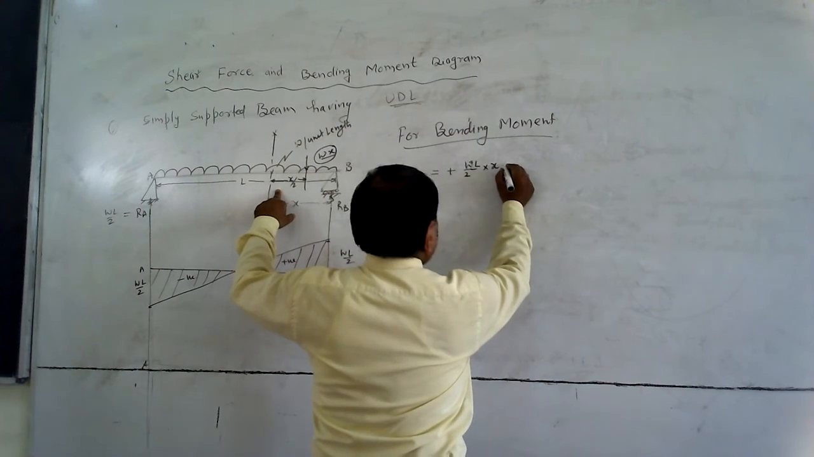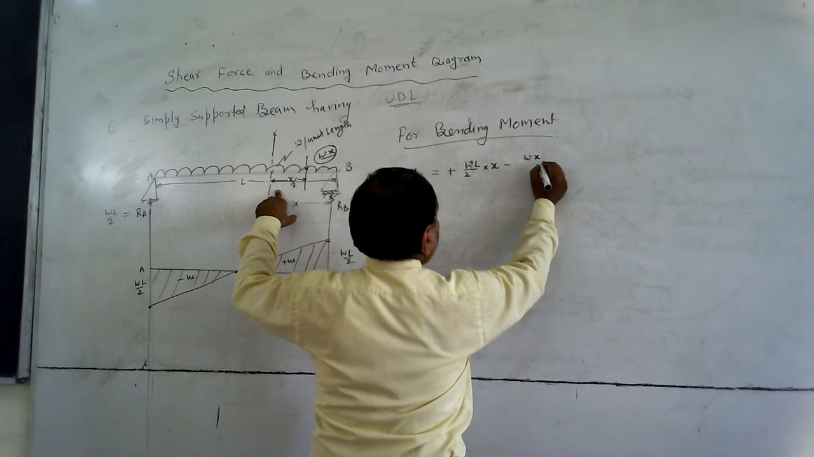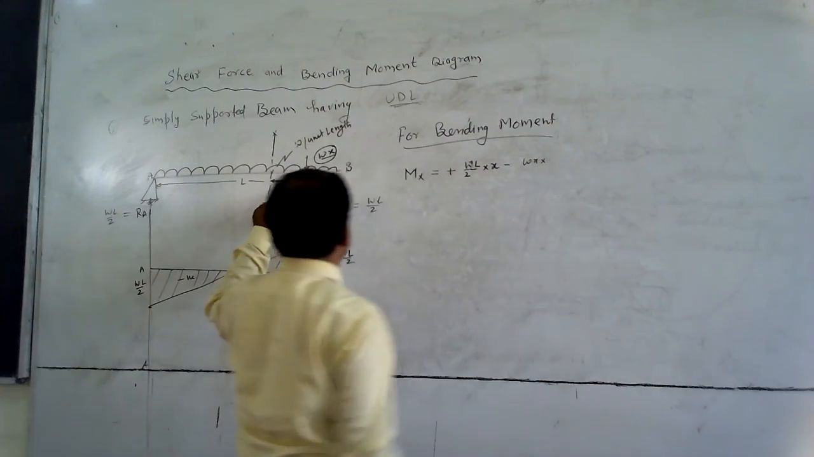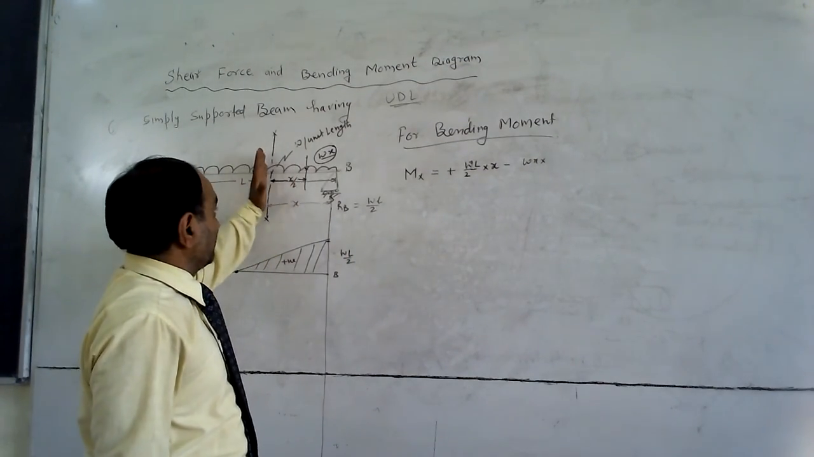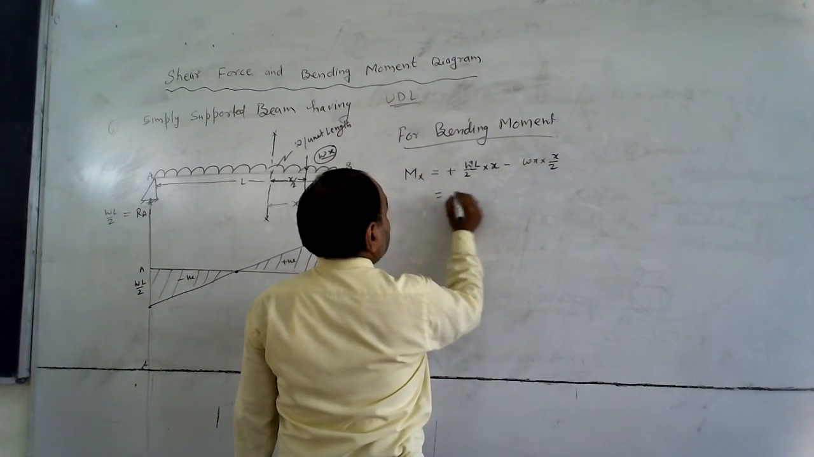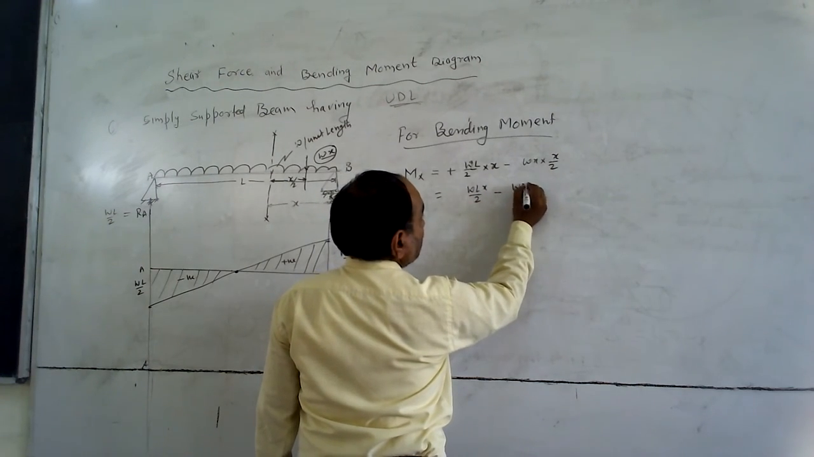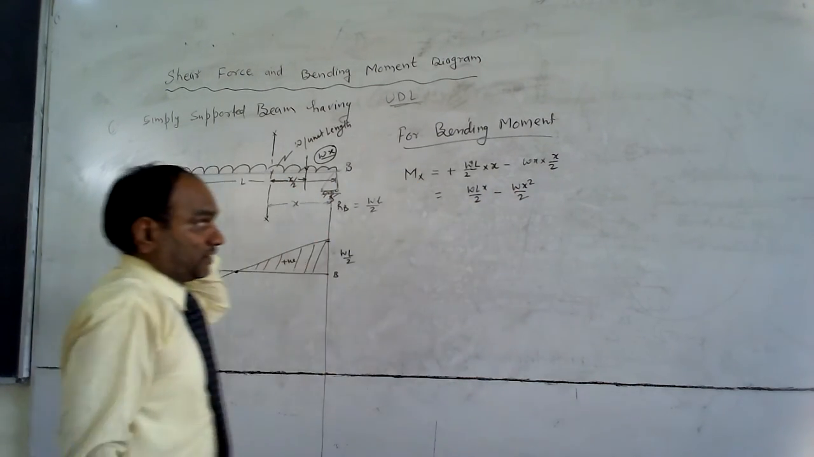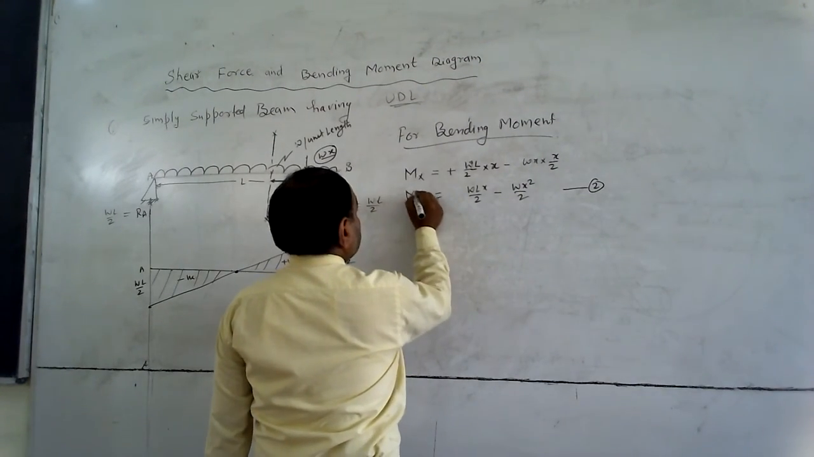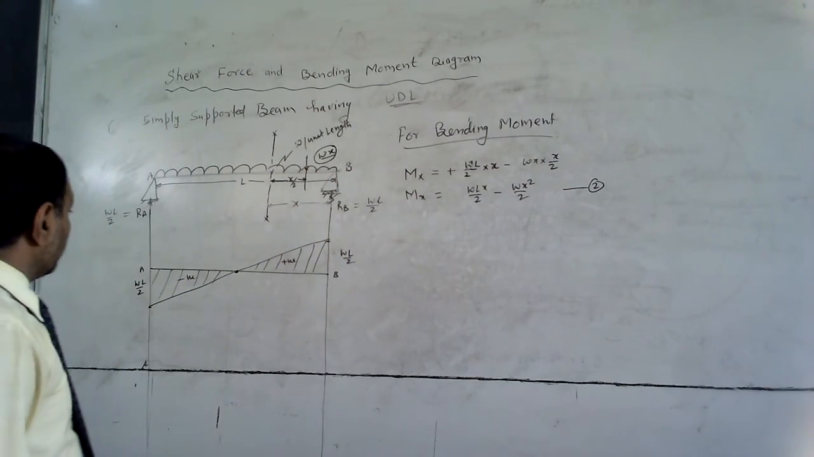The bending moment due to the UDL load, that is W into x, into the distance between the centroid of this load and the section, which is x by 2. That is WLx by 2 minus Wx square by 2. This is equation number 2. By utilizing this equation, we can find out the bending moment at different portions of this beam.